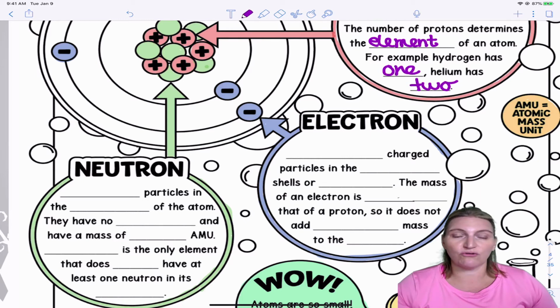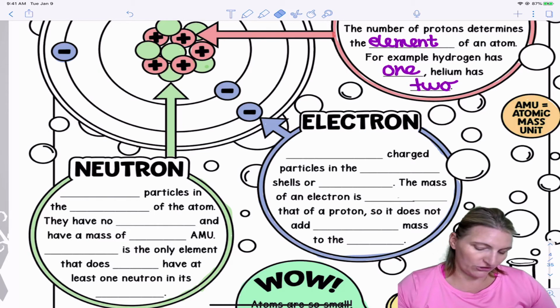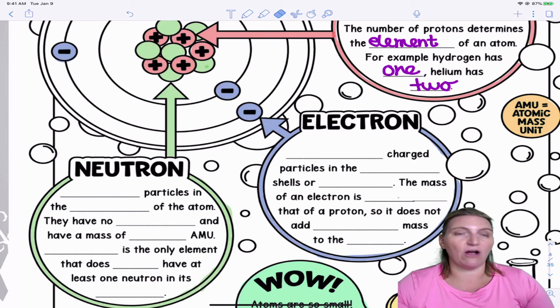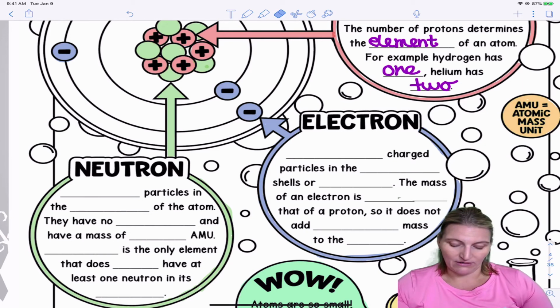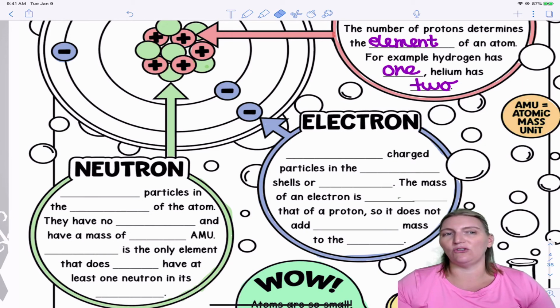So a neutron, also in the nucleus, has a mass very similar to that of a proton, not exactly similar, but to a certain number of significant figures, they're the same, but it has a neutral charge. So neutrons are neutral particles in the nucleus of an atom. They have no charge and have a mass of 1 AMU. Hydrogen is the only element that does not have at least 1 neutron in its nucleus. Hydrogen is really unique.